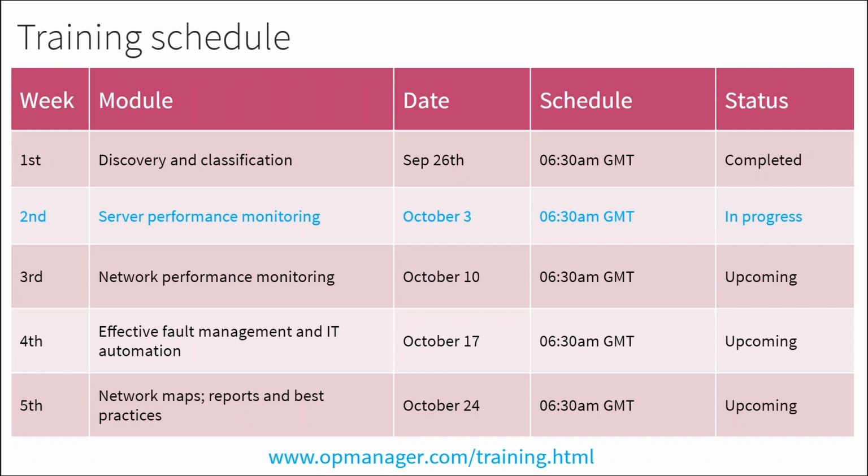And the next topic is network performance monitoring, which happens next Wednesday at the same time, followed by effective fault management and IT automation on October 17. And our final topic would be network maps, reports, and best practices, which will happen on October 24th, same time.